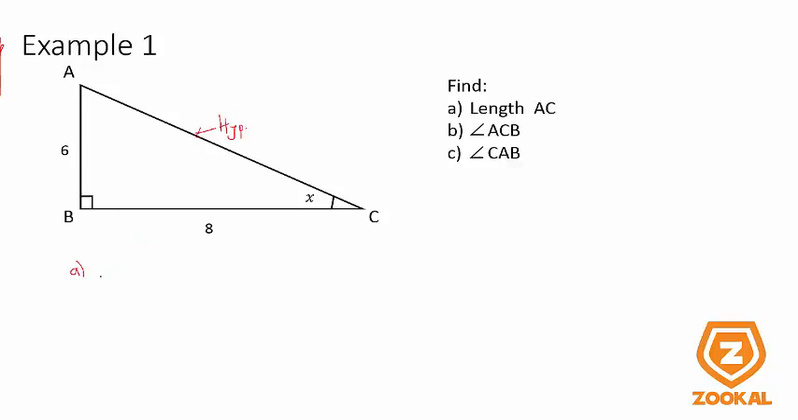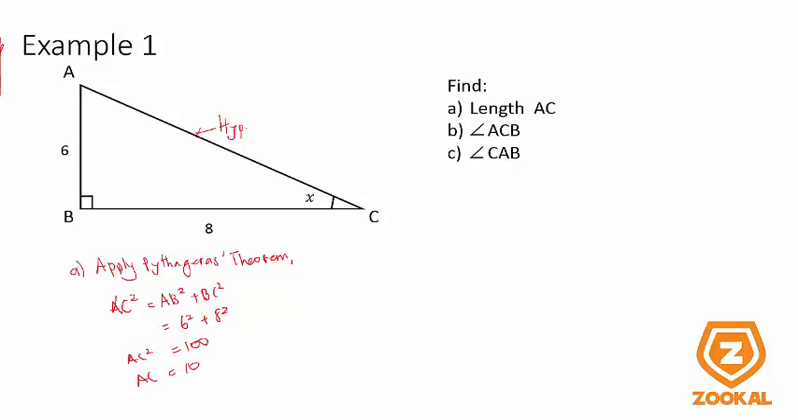So we know that we can actually apply Pythagoras' Theorem. AC square equals AB square plus BC square, which is 6 square plus x square, which actually gives you 100. So AC is actually equal to 10.